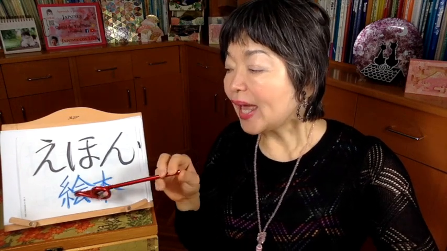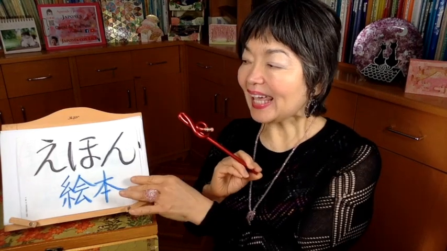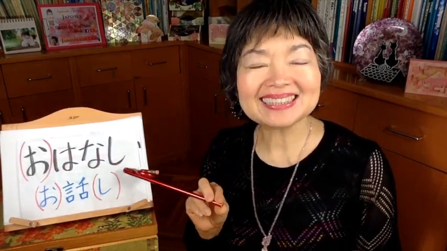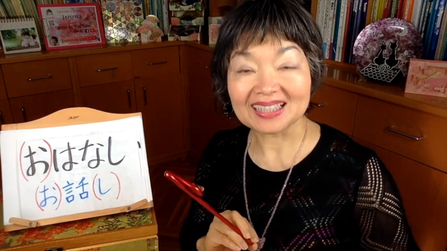絵本. Do you know what it is? 本 is book. 絵 is a picture, illustration. So 絵本 is the book for children with lots of illustrations. And there's another word, お話. This is tale.